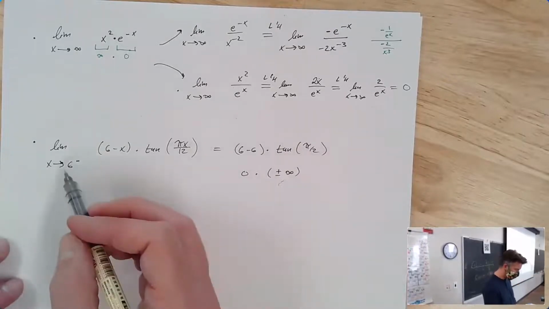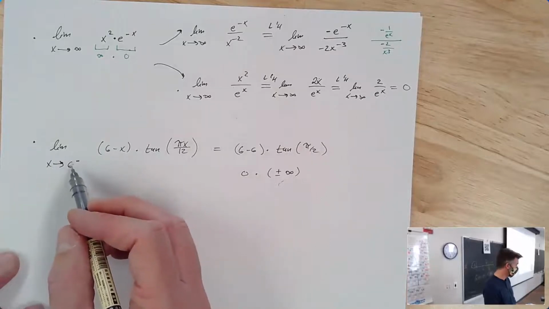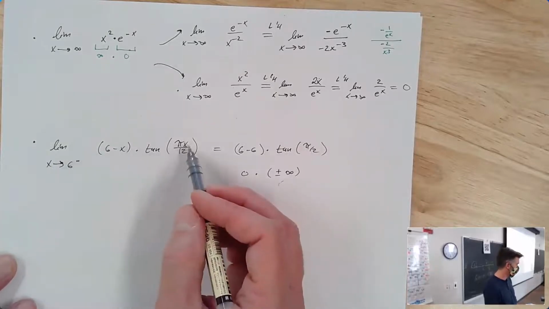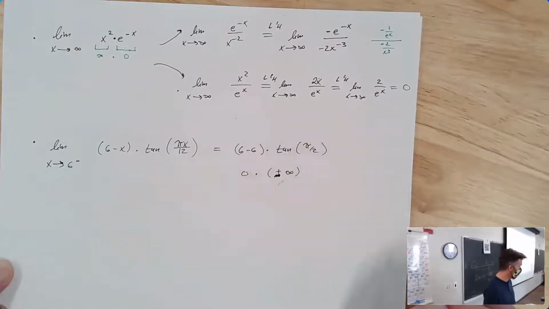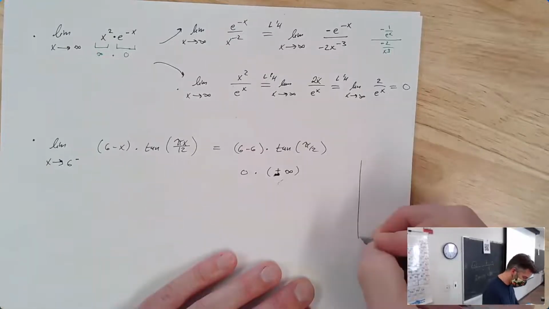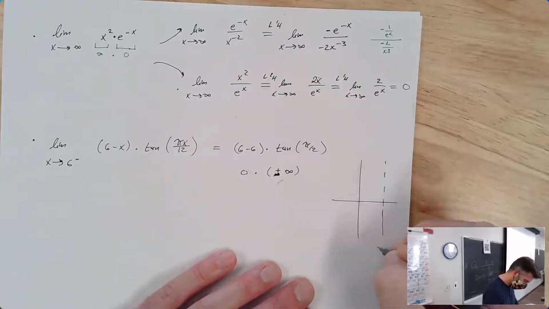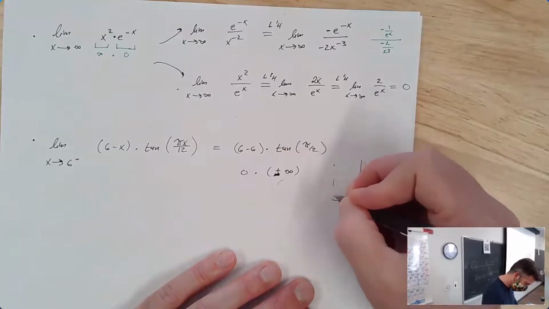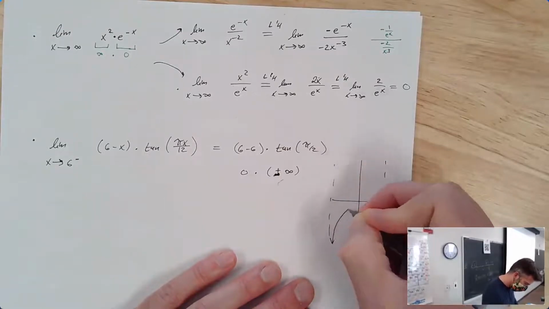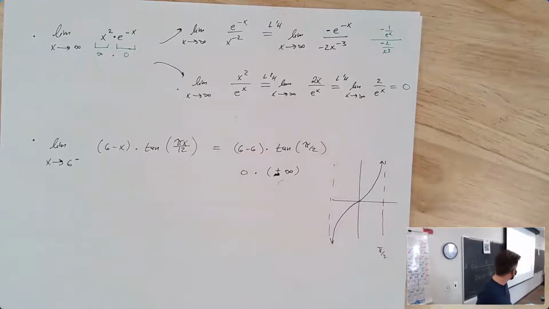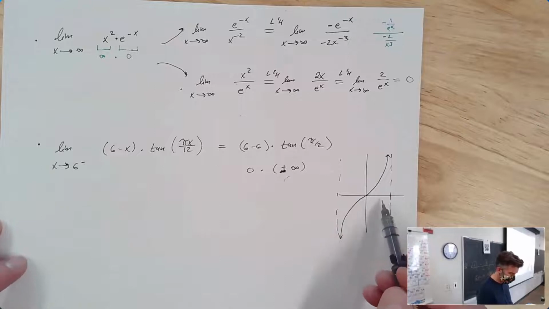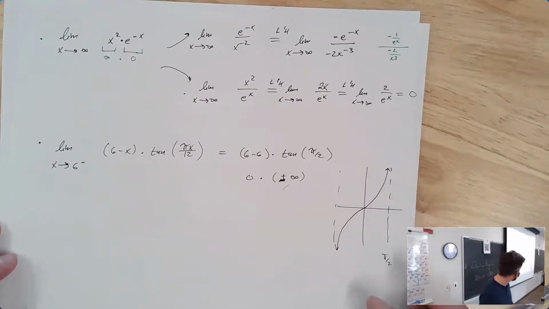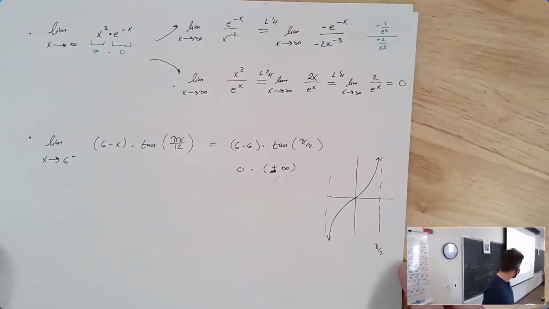Specifically, if we're approaching 6 from the left, we're a little bit less than 6. When you plug in a number a little less than 6, you're a little bit less than pi over 2. So you're actually getting positive infinity. If you think about the graph of tangent, as the values of the angle approach pi over 2 from the left side of pi over 2, the values of tangent approach infinity. So now the question is, how do I make this so I can use L'Hopital's rule?